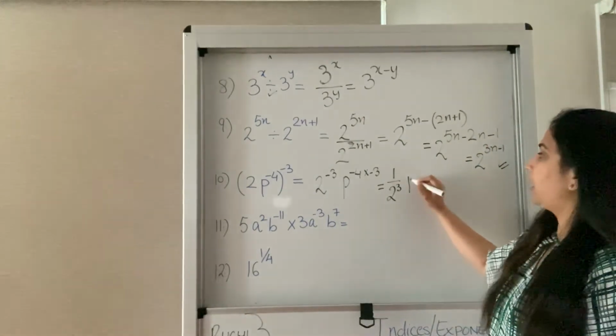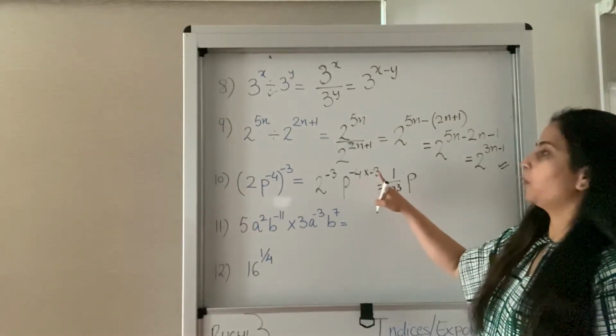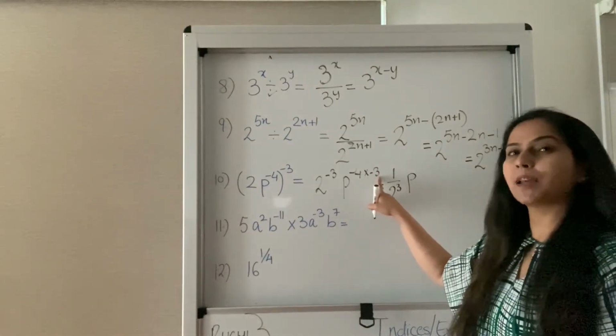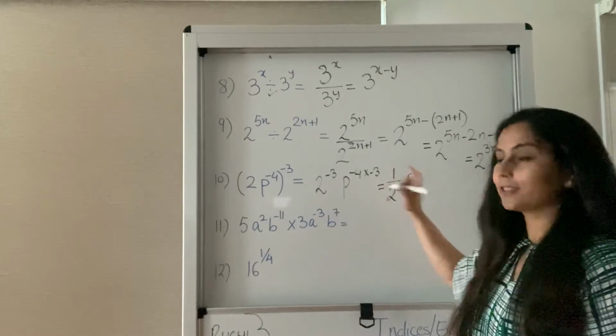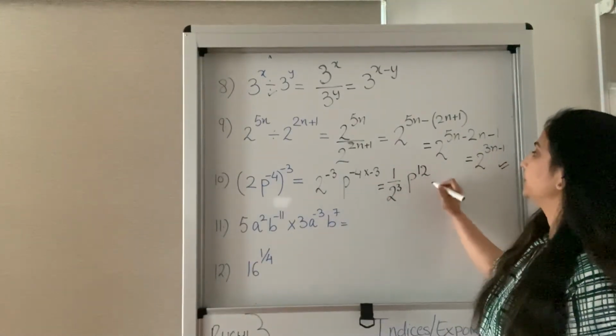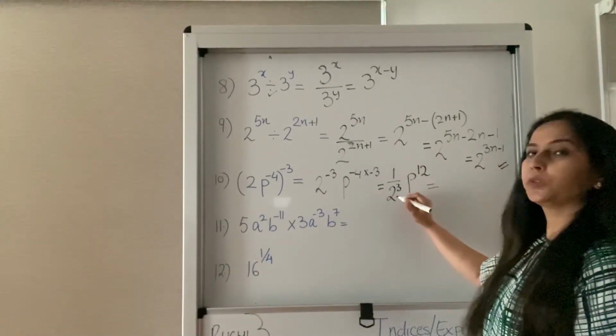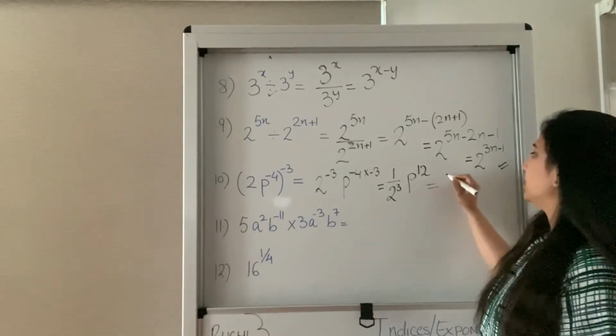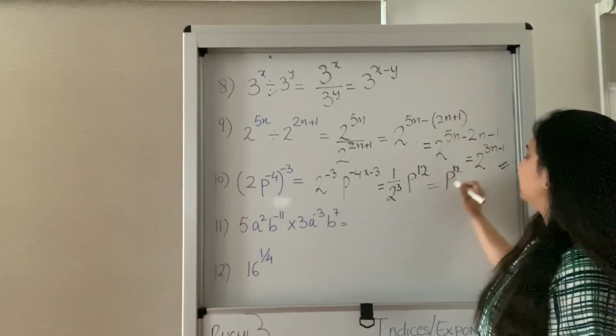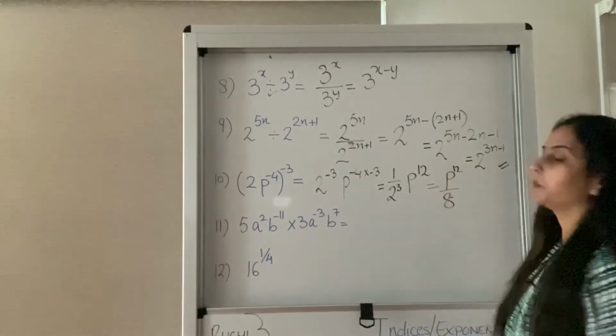And then p to the power, when you multiply a negative 4 by negative 3, when two negative numbers are multiplied, it's a positive answer. So this one is 12. And then 1 over 2 cubed is 1 over 8. So this is p to the power 12 over 8. That's how we write it.